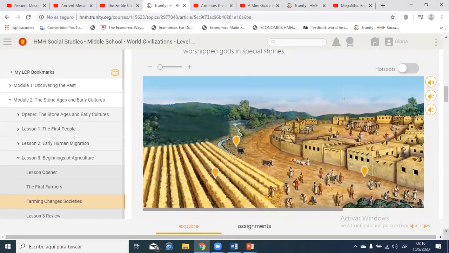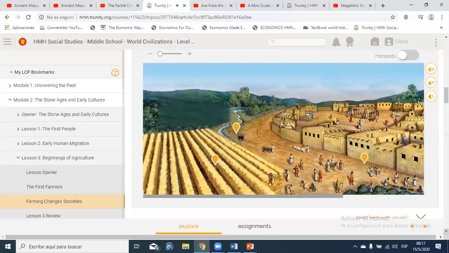The village of Çatalhöyük in modern Turkey is one of the earliest farming villages discovered. Around 8,000 years ago, the village was home to about 5,000 to 6,000 people, living in more than 1,000 houses. Villagers farmed, hunted and fished, traded with distant lands, and worshipped gods in special shrines.